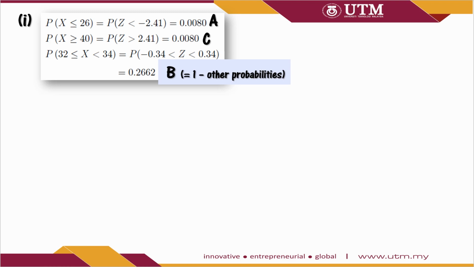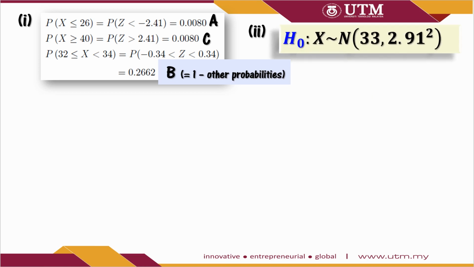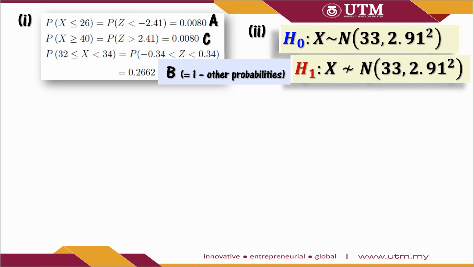The answer for part 2 can start with writing the hypothesis statements, where, as mentioned before, under H0, the battery lifetime denoted by X follows a normal distribution with mean 33 and variance 2.91 squared, whereas under H1, X does not follow the stated normal distribution. As the two parameters mu and sigma squared in the normal distribution are known, the number of parameters to be estimated, denoted by P, is 0.